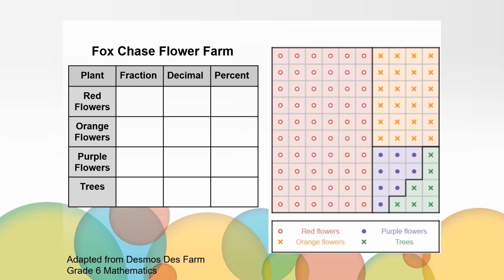Mathematicians look for connections, and we're going to connect Fox Chase Flower Farm to what we know about fractions, decimals, and percents. I encourage you to write down the fraction, decimal, and percent representations for each section of the flower farm. You may want to record this in a table to keep track of your thinking as we go along. We'll pause while you write down the chart.